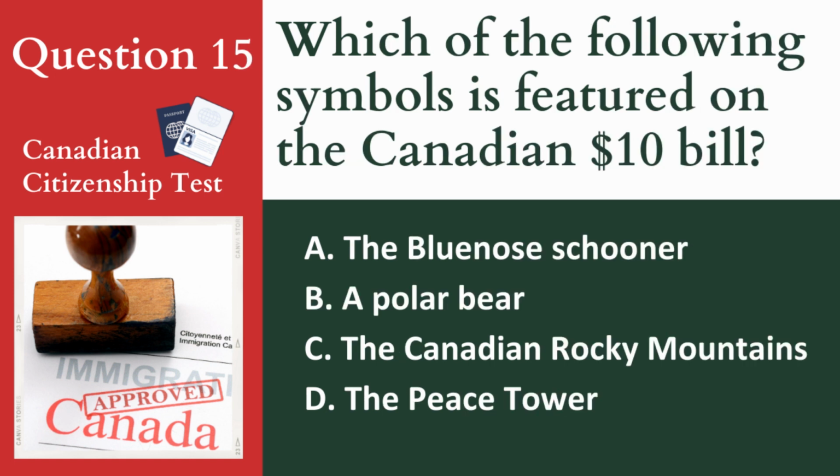Question 15. Which of the following symbols is featured on the Canadian $10 bill? A. The Blue Nose Schooner. B. A polar bear. C. The Canadian Rocky Mountains. D. The Peace Tower. Answer: A. The Blue Nose Schooner. The Canadian $10 bill features the Blue Nose Schooner, a famous Canadian racing and fishing vessel.